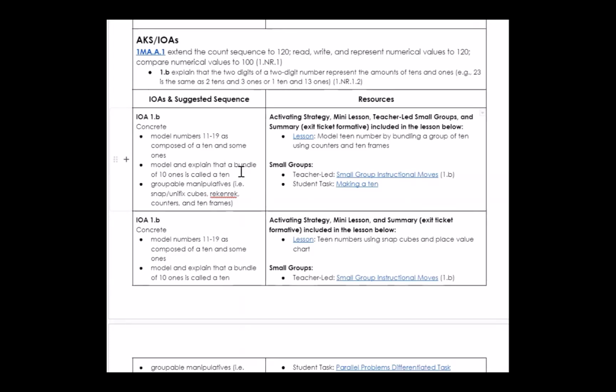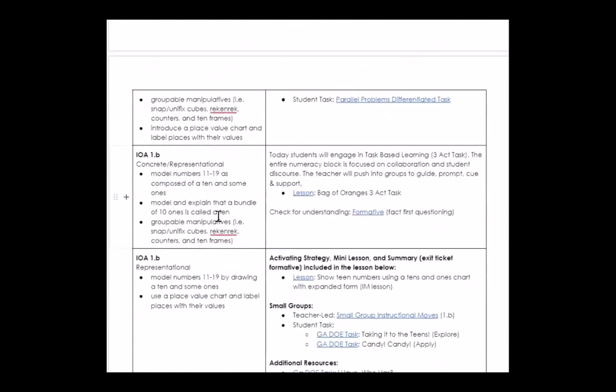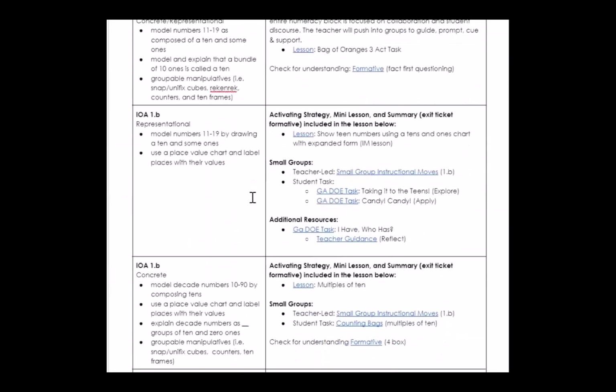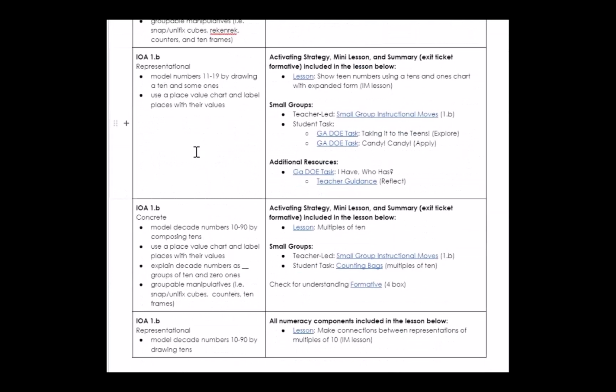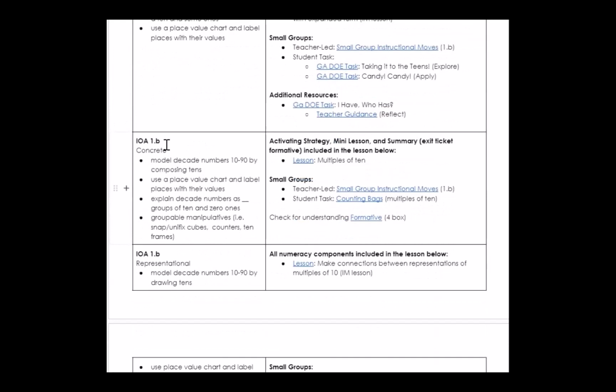Students need multiple opportunities to use groupable manipulatives and then to make the connection between the groupable manipulatives and the representational drawings with place value charts. After we do some work with teen numbers, we're going to go back to our concrete models with groupable manipulatives again, and we're going to work with decade numbers.